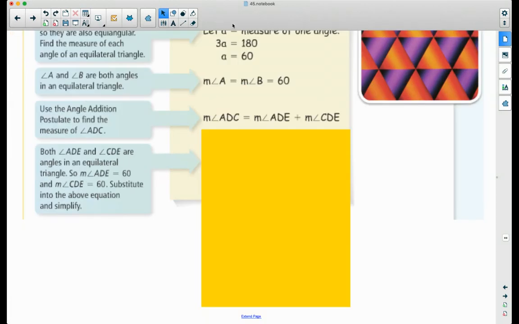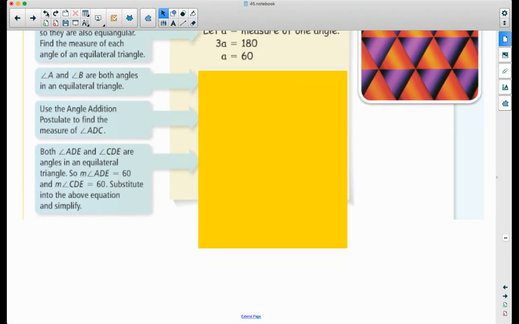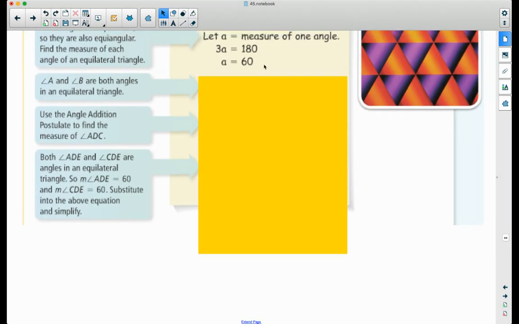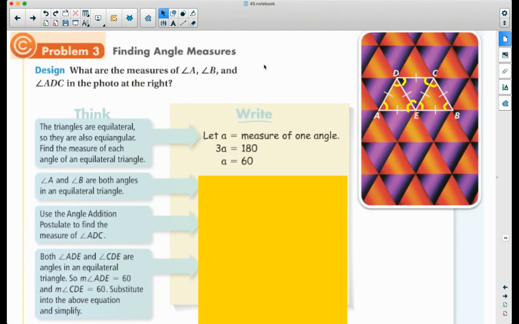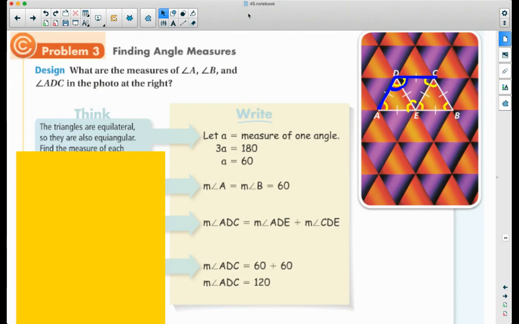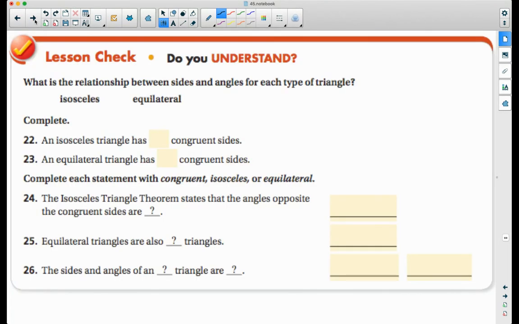The measure of angle ADC is equal to the measure of angle ADE plus the measure of angle CDE. So what are we trying to find? The measure of angle ADC. That's right here. So I'm going to have to add this part and this part, which is 60 plus 60, which will give us 120. Pause the video, go ahead and do the lesson check.